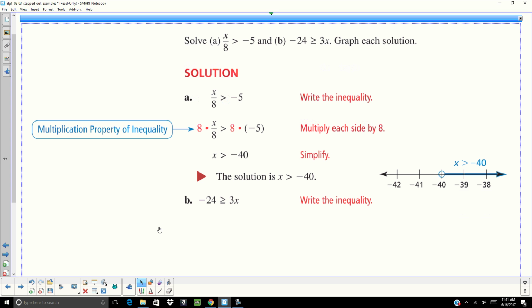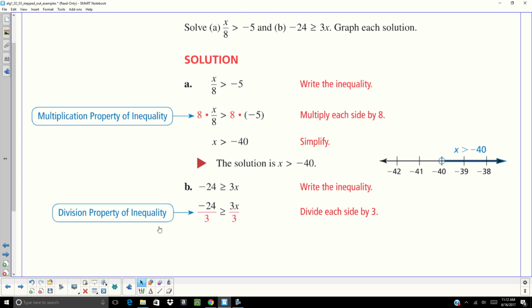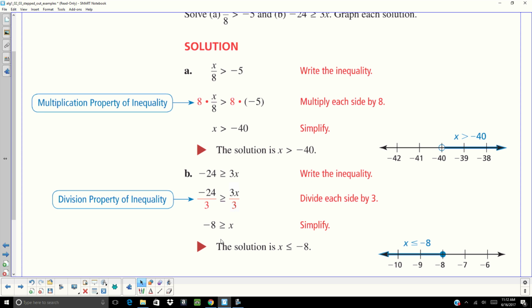On the next one, I've got 3 times x, so I'm going to ask myself, how can I get rid of that 3? Well, divide. Negative 8 is greater than or equal to x, which is the same as x is less than or equal to negative 8. It's pointing to the x here, still pointing to the x there. So closed dot at negative 8, shaded to the left.